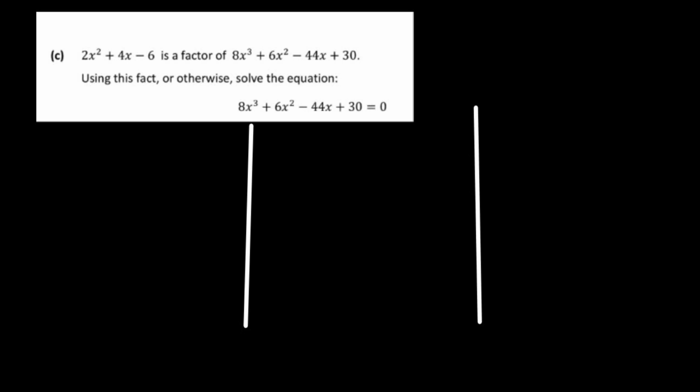Today we will be solving question C from the 2026 Leaving Certificate Higher Level Maths Paper 1. So let's begin. They give us the expression 2x squared plus 4x minus 6, and they say it is a factor of 8x cubed plus 6x squared minus 44x plus 30.